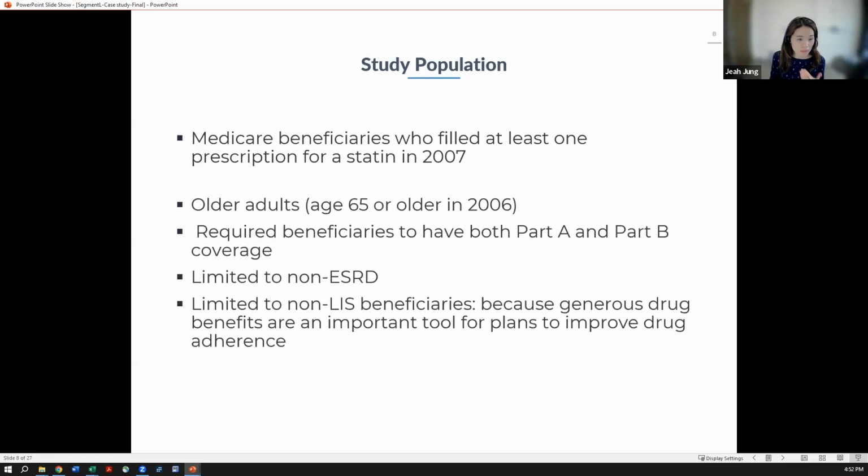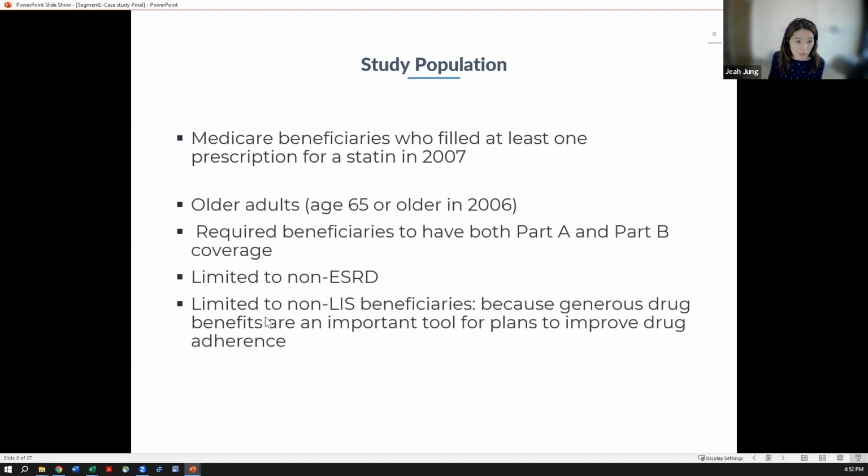And of course, we applied some inclusion criteria. Usually we focus on older adults. If you are interested in disabled or younger Medicare populations, then you can actually impose that criteria. And also we require the beneficiaries to have both A and B coverage, and we remove the ESRD patients.